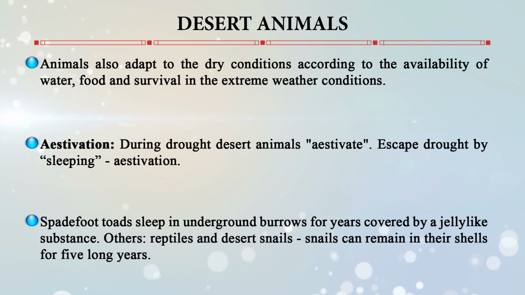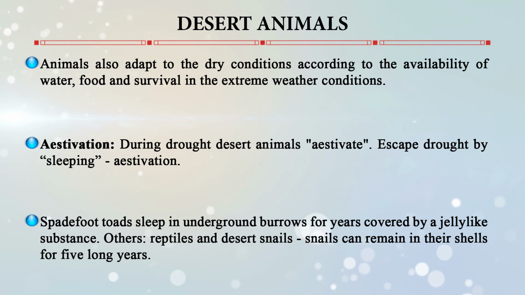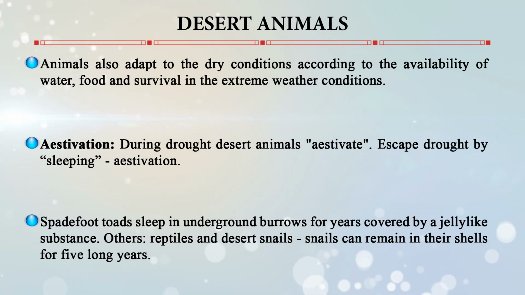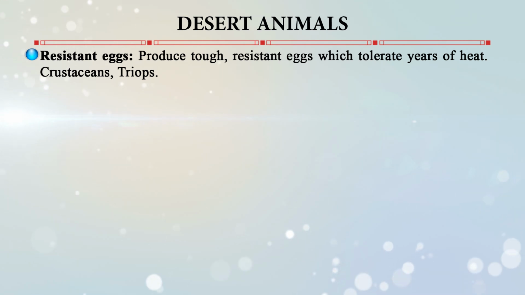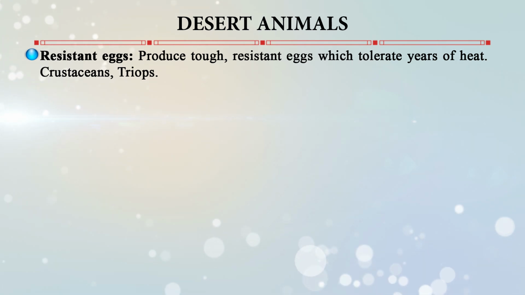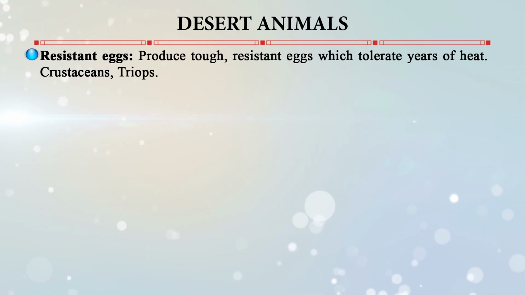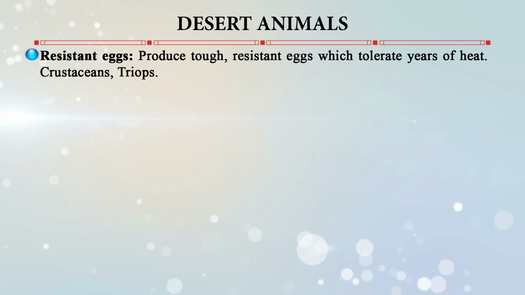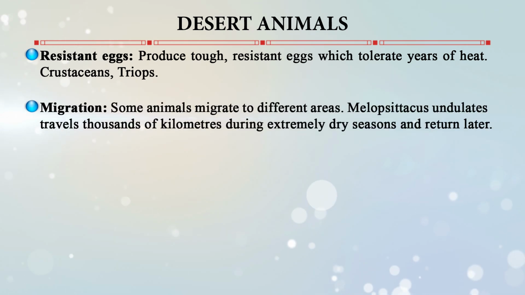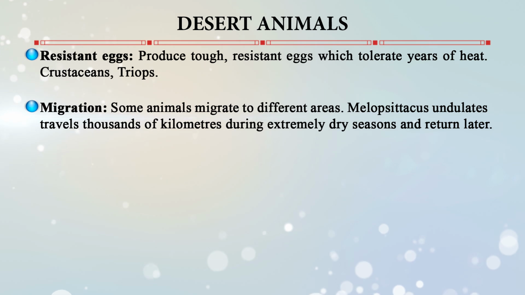Spadefoot toads can sleep in underground burrows for years together, covered by a jelly-like substance. Others include the desert reptiles and the snails, which can also remain in their shells for as long as even 5 years. Then they also produce resistant eggs. They can produce tough and resistant eggs which can tolerate years of heat, and examples under this category include the crustaceans and the triops. They can also migrate to different areas, like the Melopsittacus undulatus.